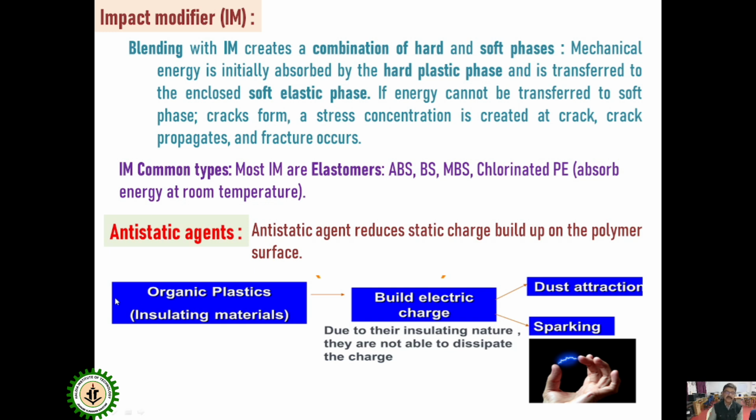So how is it used? Organic plastic material is an insulating material that builds up electric charges, so dust attraction and sparking are the obvious results of the generation of static electricity. So that can be reduced by using anti-static agent.